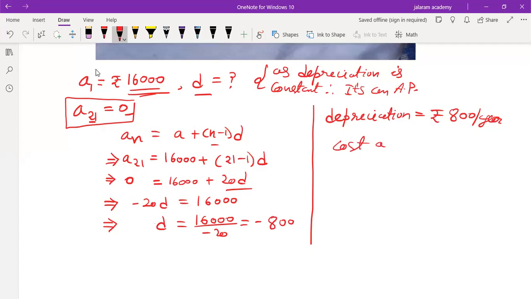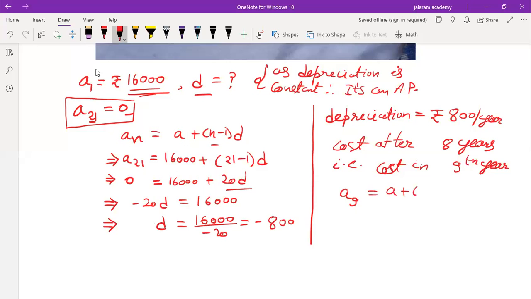So after 8 years means the 9th term. The cost after 8 years means on the 9th year, that is the cost in the 9th year. After 8 years, the 9th year will begin. So we have to find the cost in the 9th year. a9 equals a plus 9 minus 1 into d, using the same formula, an equals a plus n minus 1 into d.